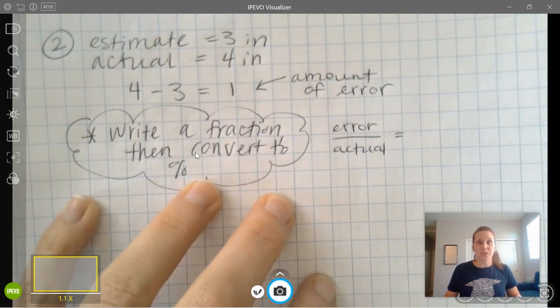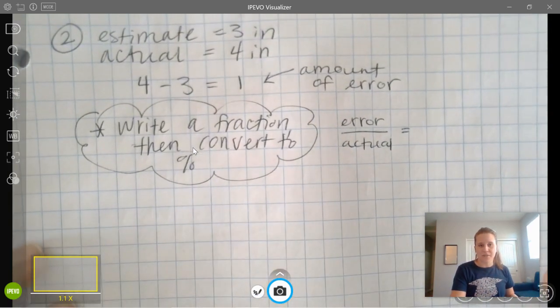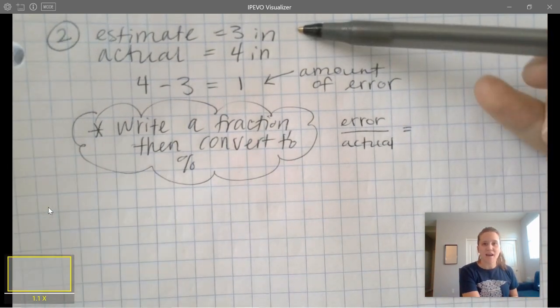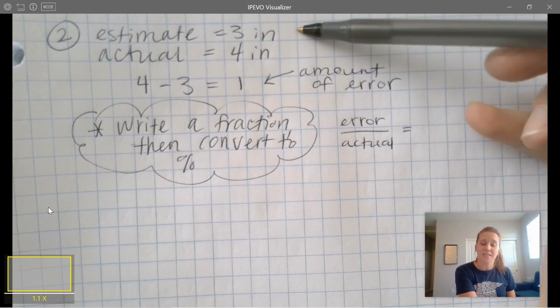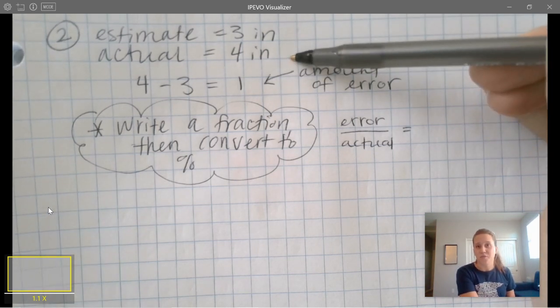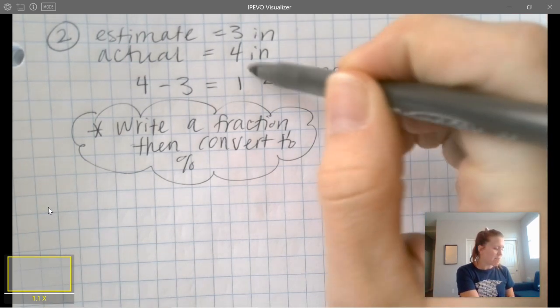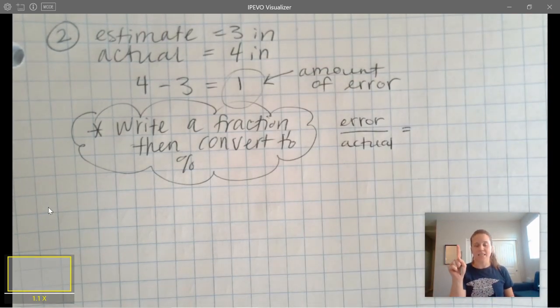All right, here's my work so far for number 2. I actually didn't get to finish either, but we'll finish together. The estimate of the amount of rainfall was 3 inches. However, actually it rained 4 inches. So to find the amount of error, I subtracted. The amount of error is 1 inch. The estimate was 1 inch off, okay?